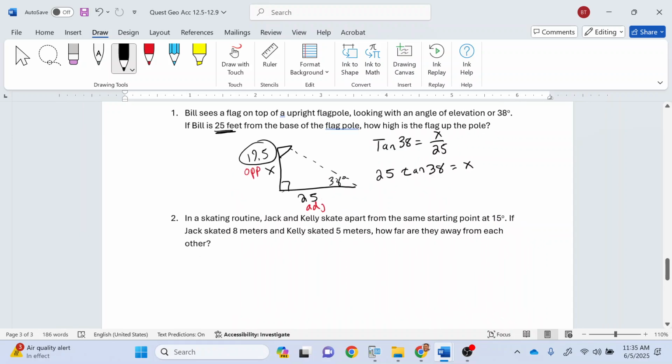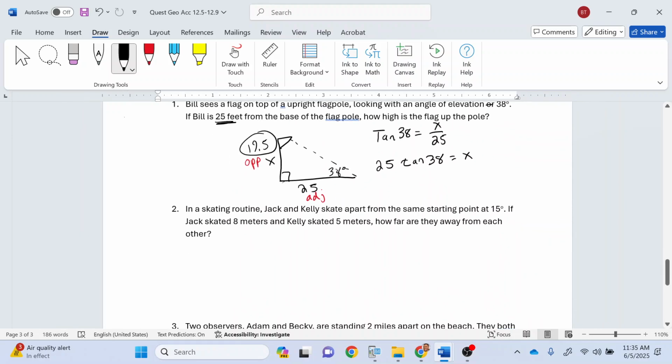In a skating routine, Jack and Kelly skate apart, starting at the same point at 15 degrees. So Jack went one way, and Kelly went the other way, and there's 15 degrees in between. If Jack skated 8 meters and Kelly skated 5 meters, how far away are they from each other? So I want to know how far away Jack is from Kelly. So I want to know this red dotted line right here.